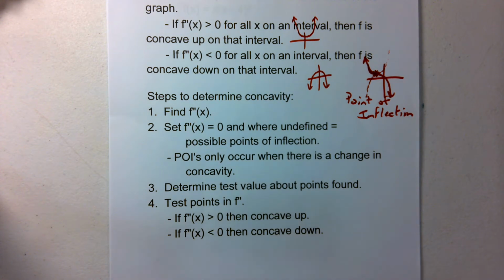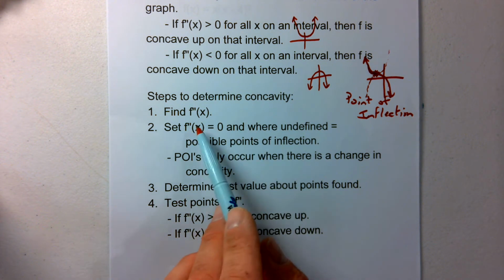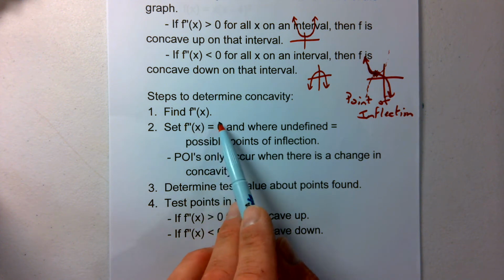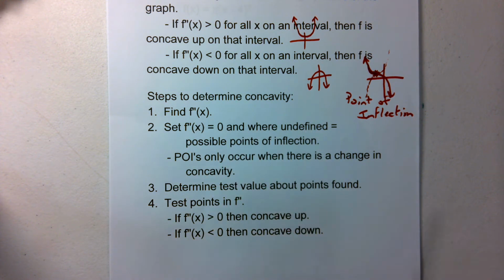We call those POIs if you want. Going back up here, where f double prime of x is equal to 0, or where it's undefined. Be careful with that as well. Our POIs only occur when there's a change in concavity. Points of inflection only occur when there's a change in concavity. So it's got to go from concave up to concave down or down to up. We can then determine our test values just like we did with our critical points. And then we test f double prime. If it's greater than 0, it's going to be concave up. Less than 0, it's going to be concave down.